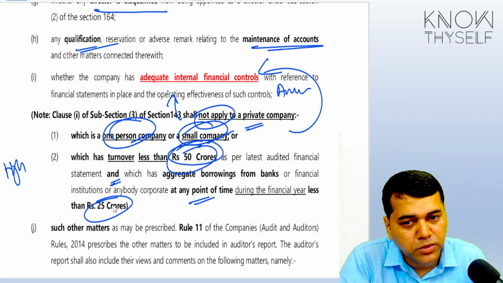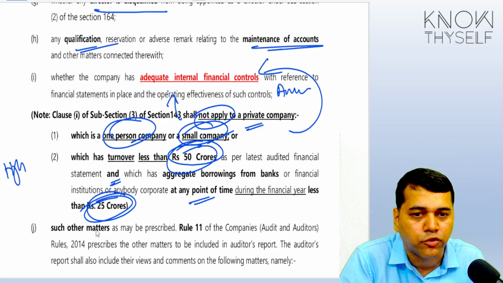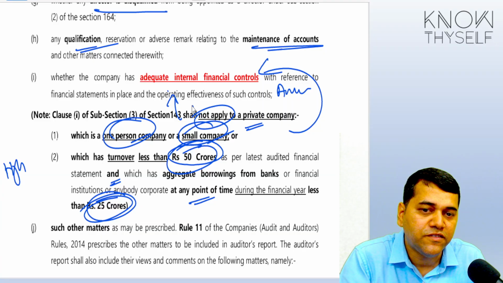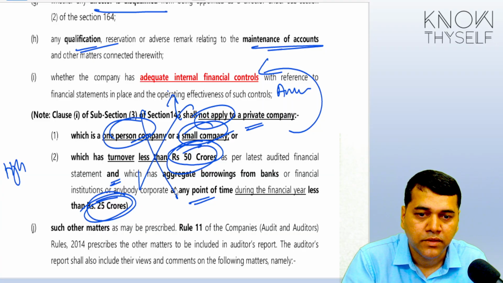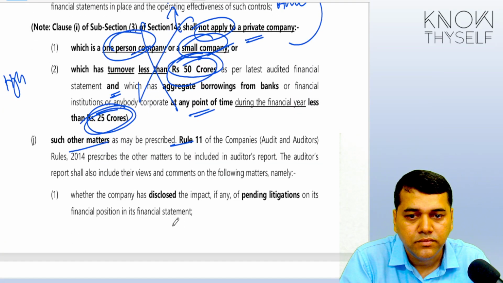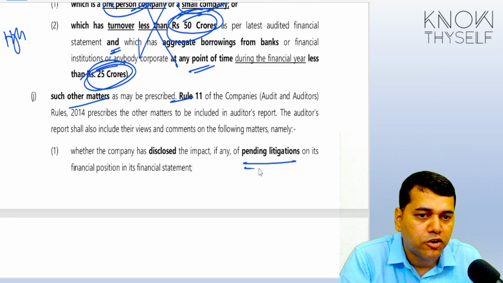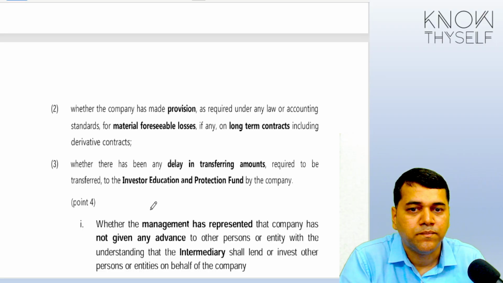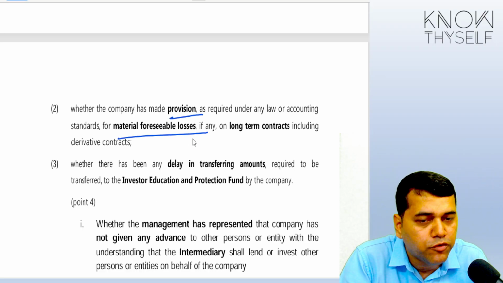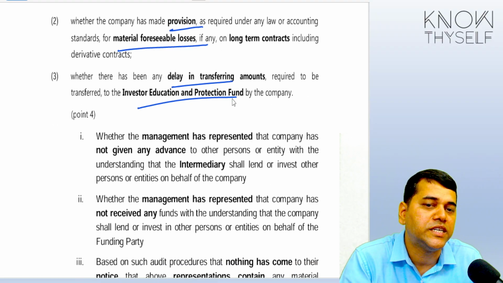See, they are not exposed much to the banks also. Hardly 25 crores. Max to max, they may lose 25 crores. That's why ICFR reporting is not applicable to them. Or such other matters as described in Rule 11, which includes, have you disclosed the impact of pending litigations? Then, have you made the provision for material foreseeable losses? Then, is there any delay in transferring of the fund to investor education and protection fund?